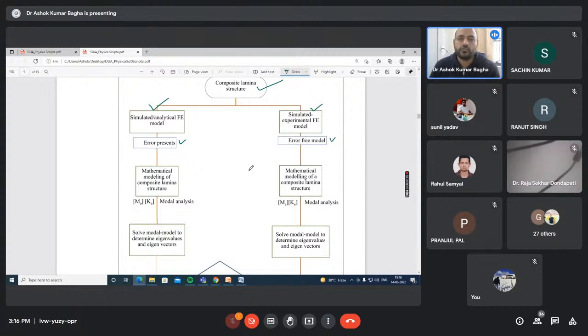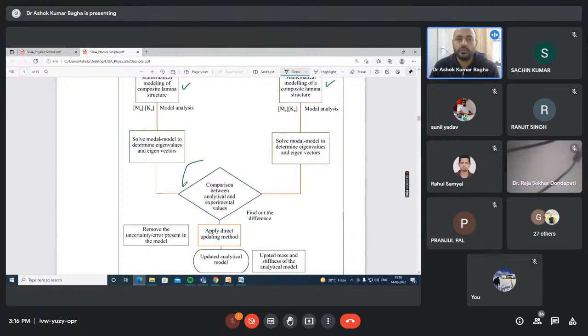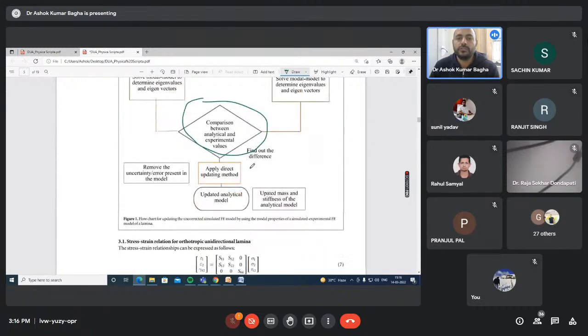It will give you actual results. You can make the mathematical model of the structure. You can get the natural frequencies and eigenvalues of experimental directly. You can compare both. So when you compare both, you will see an error.